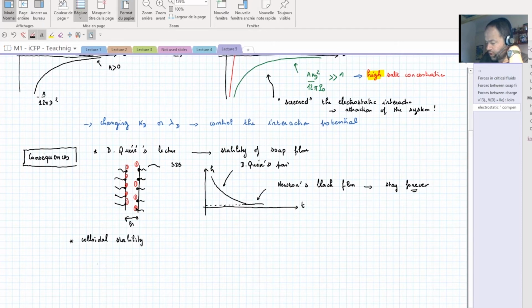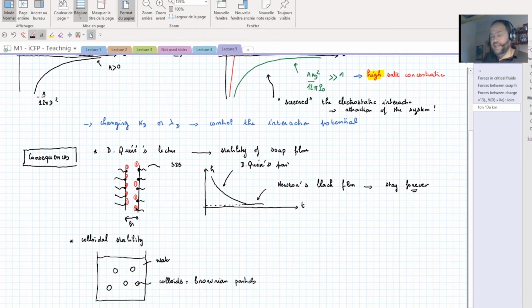Well, you have a lot of situations where you have some small particles in a liquid. So you have water here, and you have what is called colloids, which are Brownian particles. And of course, these Brownian particles, if they tend to agglomerate, their size will increase, and if the size is too big, then they will flocculate.